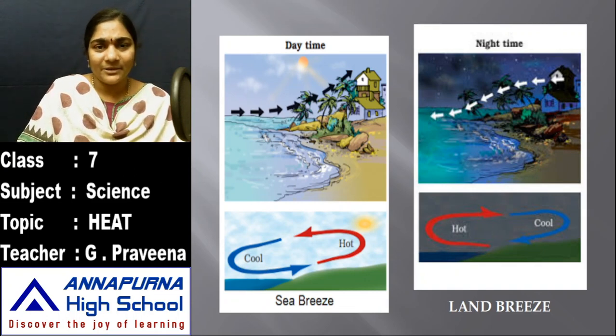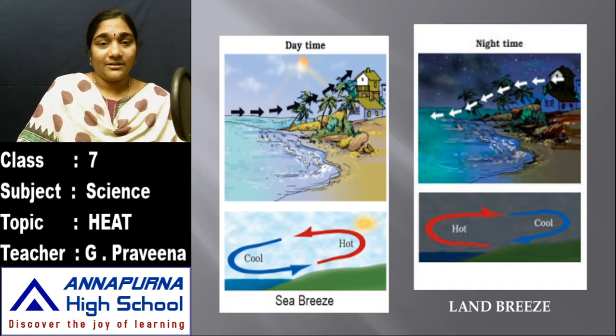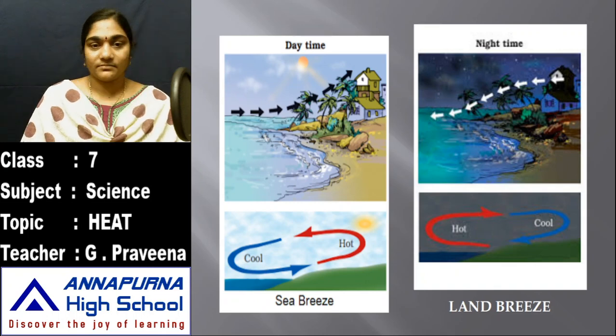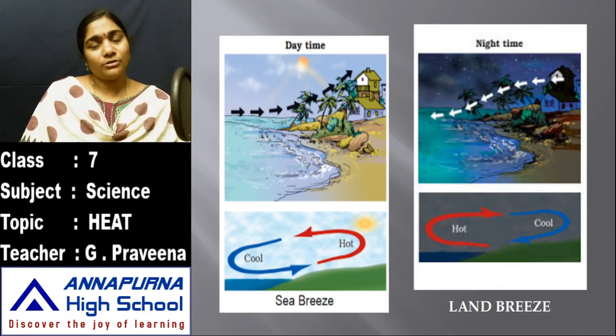At the same time, during the night time, the water just cools down very slowly, so the air from the land moves towards the sea. This is known as land breeze, and this is mostly experienced by the people who are living in the coastal regions. So sea breeze and land breeze. During daytime you can see sea breeze, and during the night time you can see the land breeze.